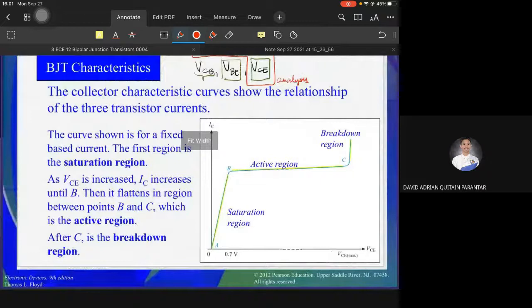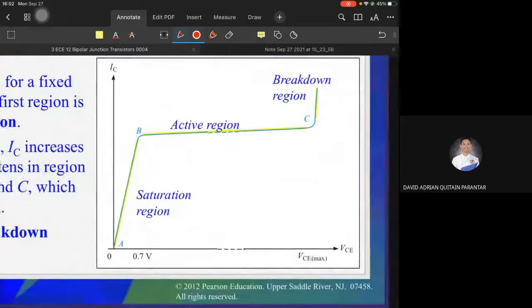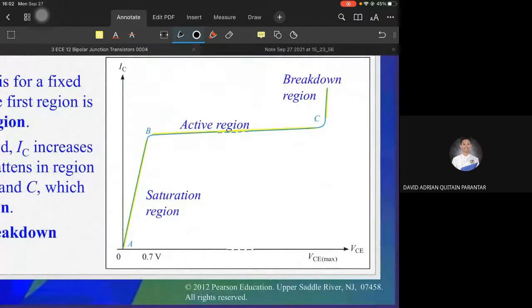So this is a sample characteristic curve of VCE versus IC. There are other characteristic curves for other parameters, but mostly we will use the VCE versus IC characteristic curve. It has three parts; actually it should be four, one part is missing here. The first part is the active region.